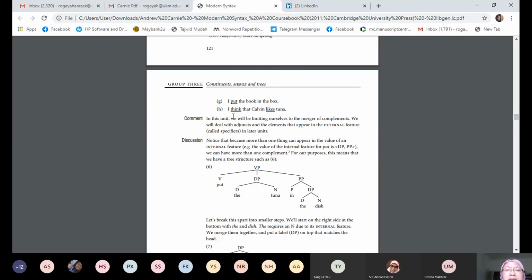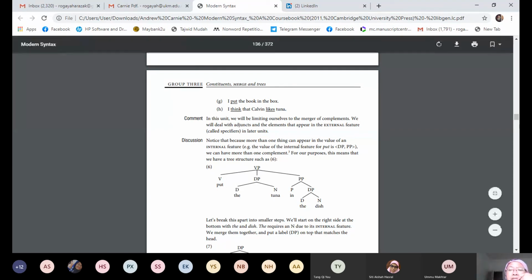It means think requires a CP. The whole thing. Because if you just say I think that, think takes on a C, that is a C, right? Cannot, because it's not complete. You have to say I think that the whole sentence, Kelvin likes tuna. So that means think is a verb which takes a CP. So in your subcat later, you will reflect that.